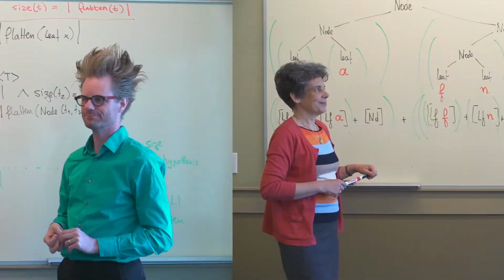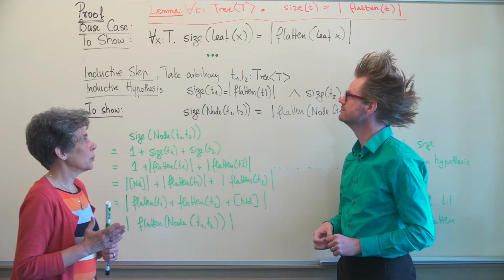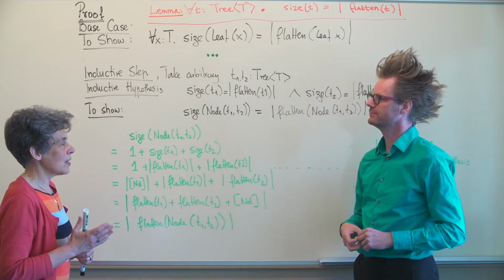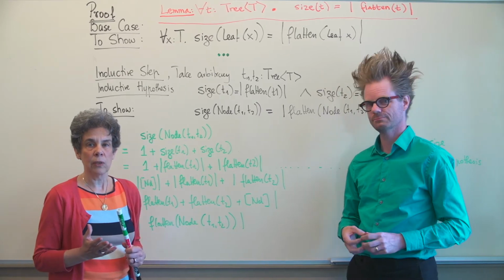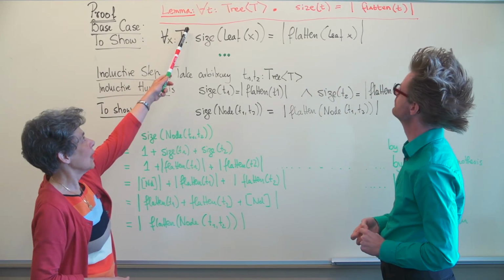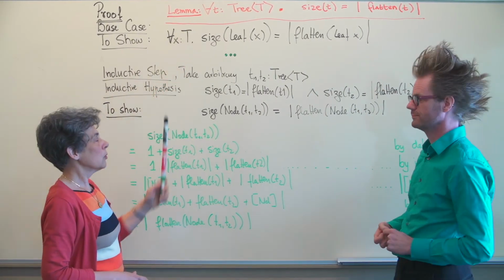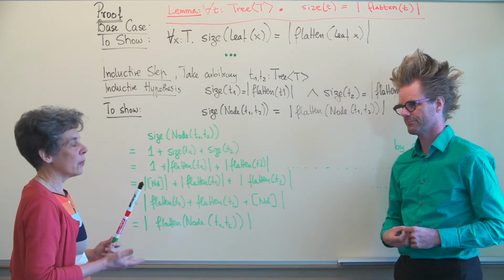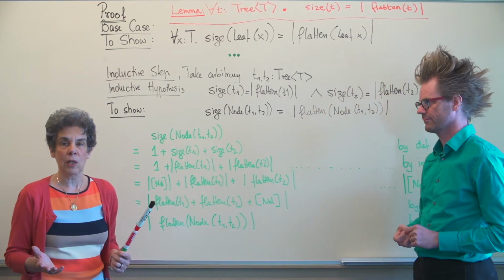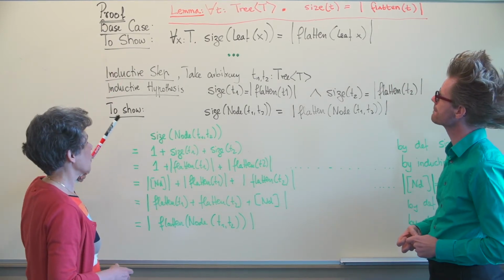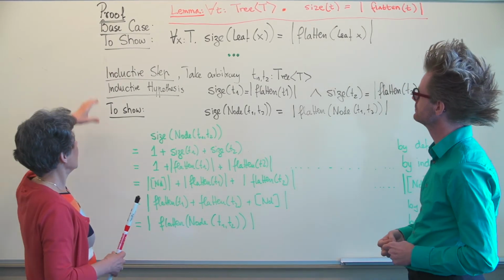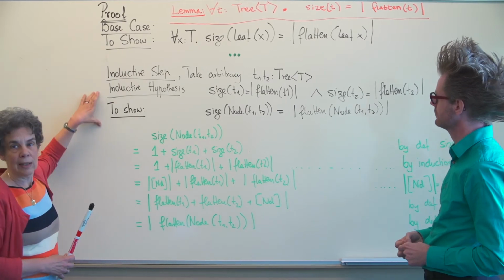Excellent, let's do that. Right, so what we wanted to prove is that the size of the tree is the same as the length of the encoding of the tree through flattening. And we have written the lemma over here. And I'm going to go briefly through how we can prove this lemma by structural induction on the tree. In the black part, I have written the structure of the proof. Namely, there is a base case and an inductive step.